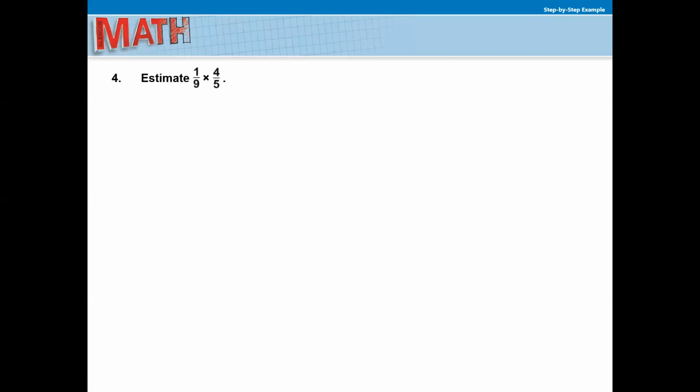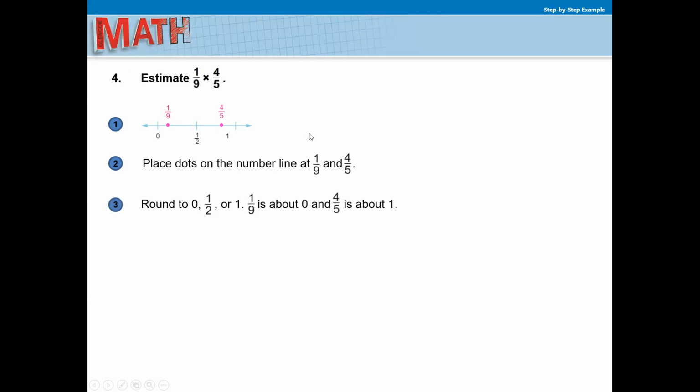Number 4, estimate 1/9 times 4/5. Here's our number line. We're going to compare our fractions to where 1/2 is on the number line. Place dots on the number line at 1/9 and 4/5. So 1/9 is way over here near the 0. 4/5, you ate 4 pieces out of 5. You almost ate the whole thing.